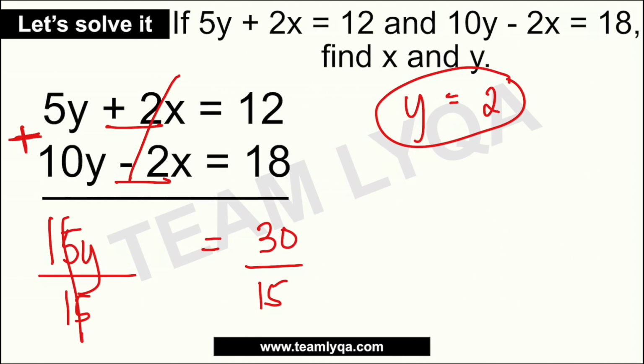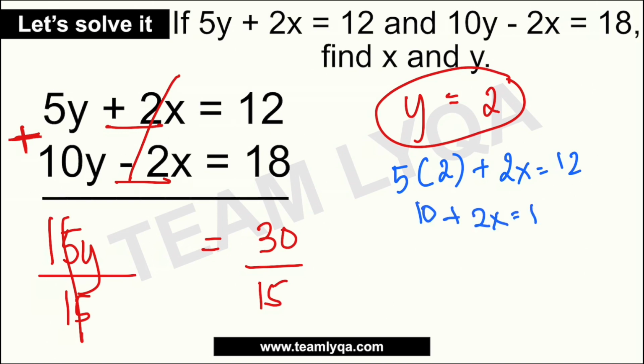So, pwede tayong mamili. Ako, I like going with yung mga positive para mas madali. So, if i-fill in ko lang yung y dito sa space na yan, i-rewrite natin ito, magiging 5 times 2 plus 2x is equal to 12. Okay, so 5 times 2 is 10 plus 2x is equal to 12 daw.